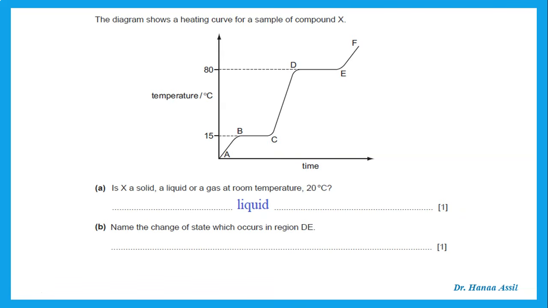Name the change of state which occurs in D to E. Remember, it started as a solid at A. Now at C, it has become liquid. Now at D, it is boiling. It is changing from liquid to gas.